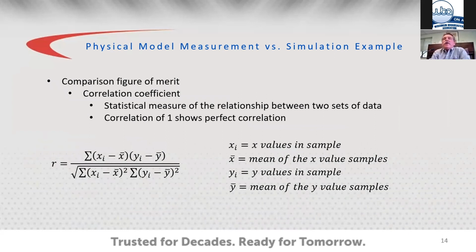So in order to do a comparison, we need a figure of merit. And what I use is a correlation coefficient. It's a good tool. It basically tells you how close two sets of data are. A correlation of 1 shows a perfect match. A correlation of 0 means that the two sets of data are not related at all.